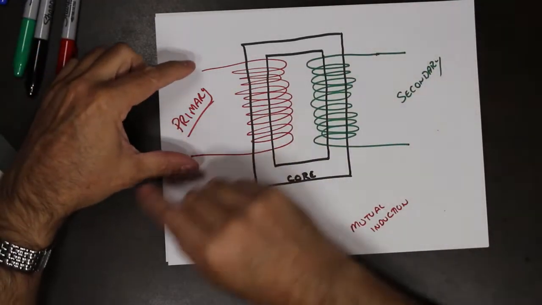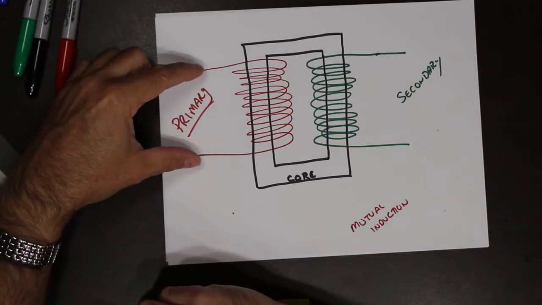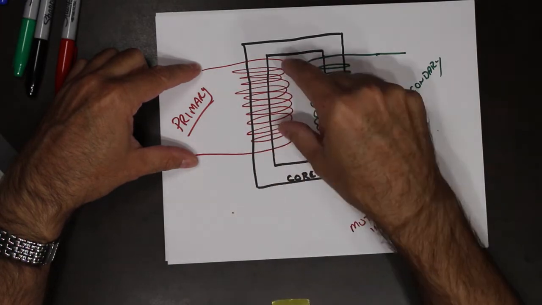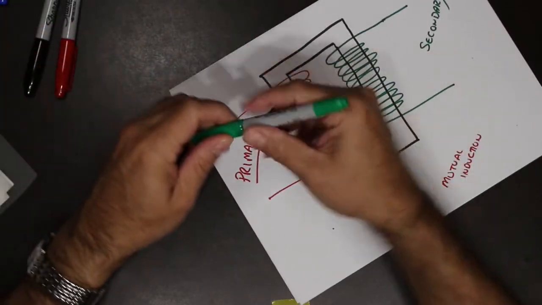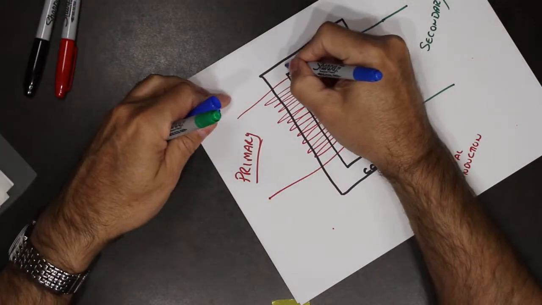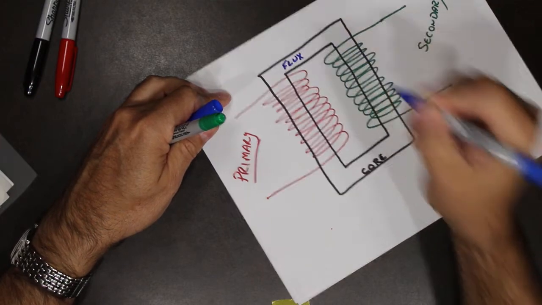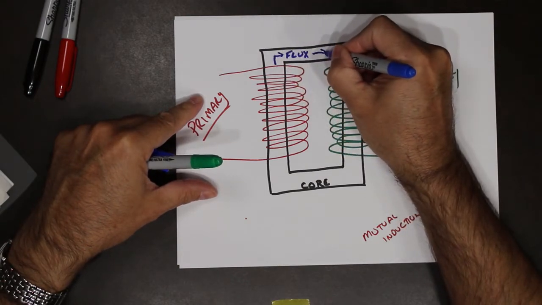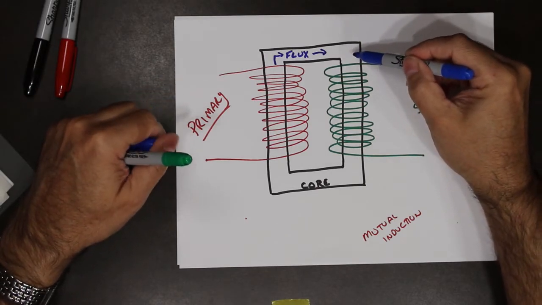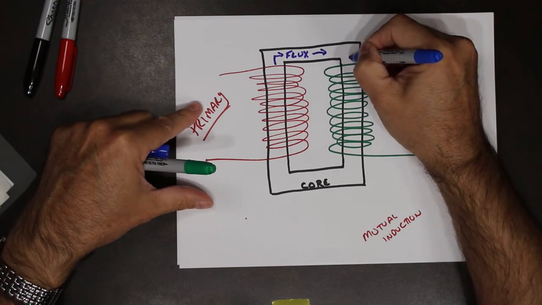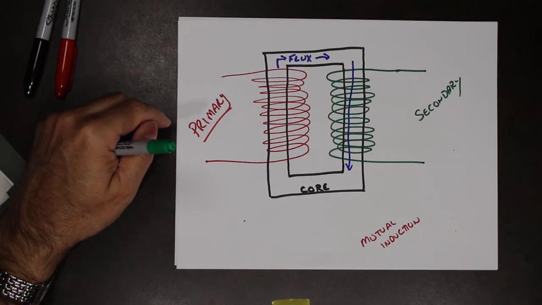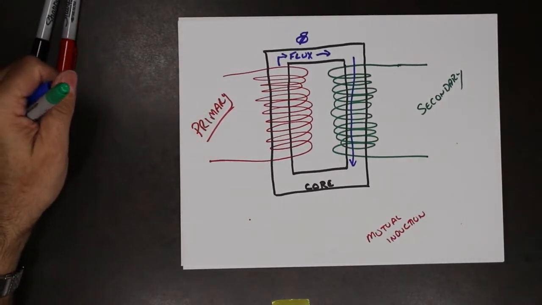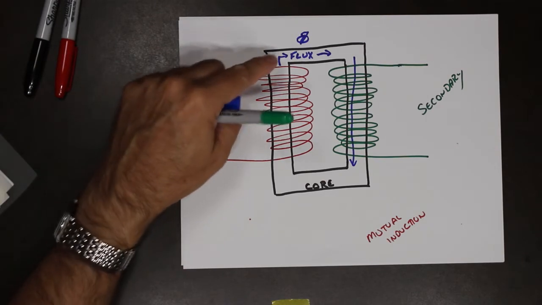So if we apply electricity, an AC waveform, to the primary side, this coil will create a magnetic field. That magnetic field is referred to as the flux. The flux flows through the core of the transformer and ends up flowing down through that secondary coil. Typically the Greek letter phi represents flux. So the primary creates a magnetic field known as a flux.